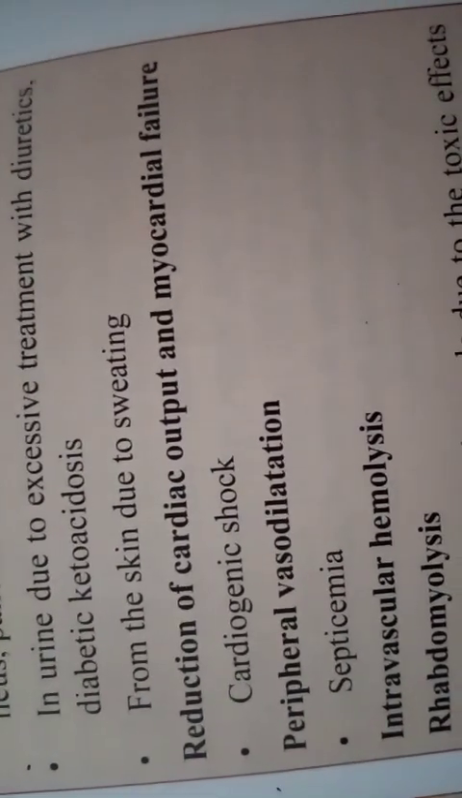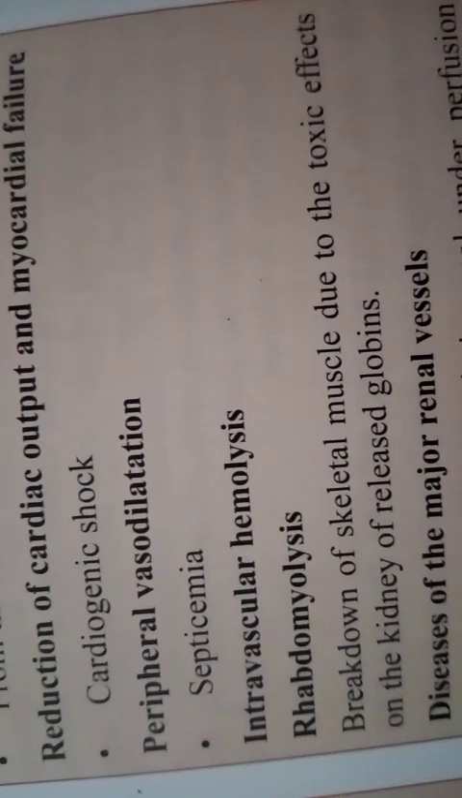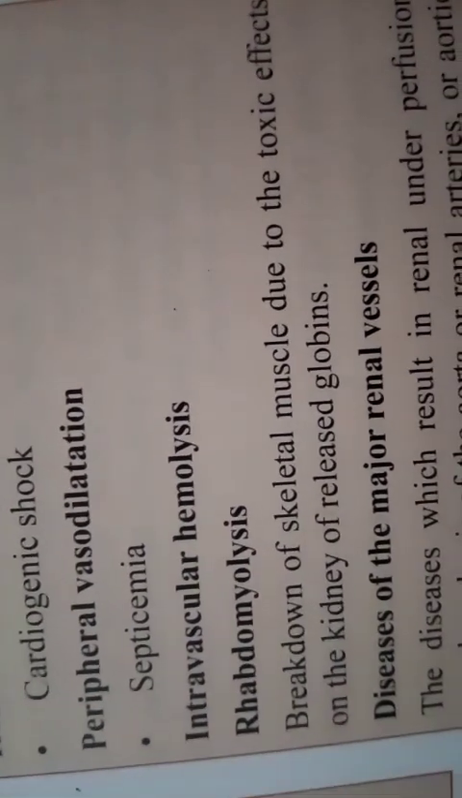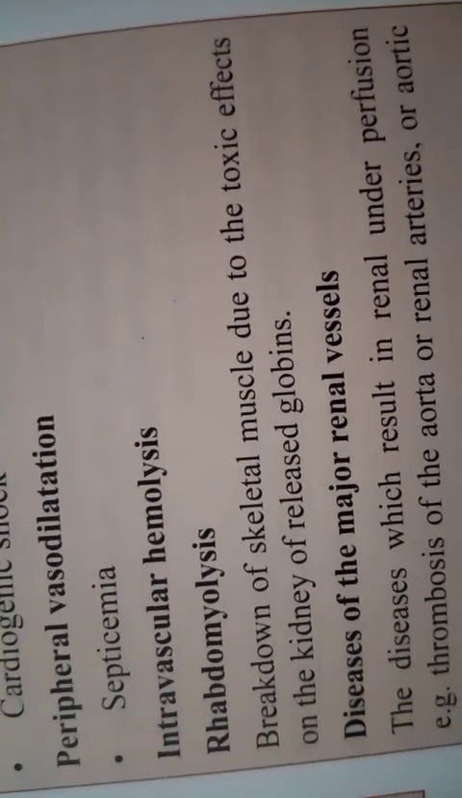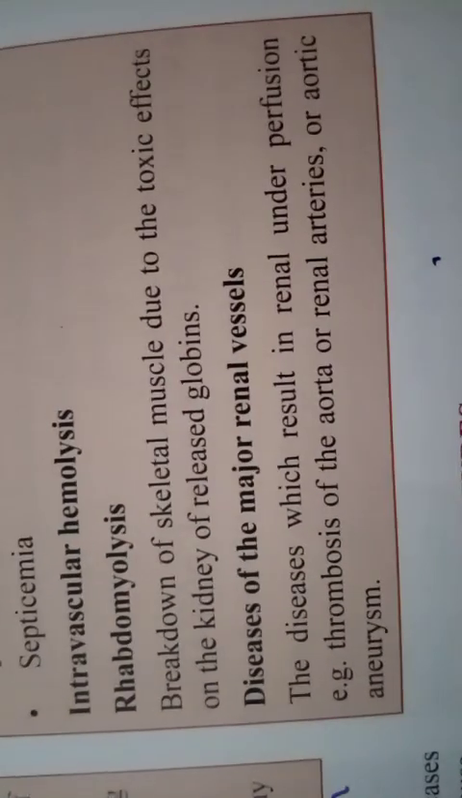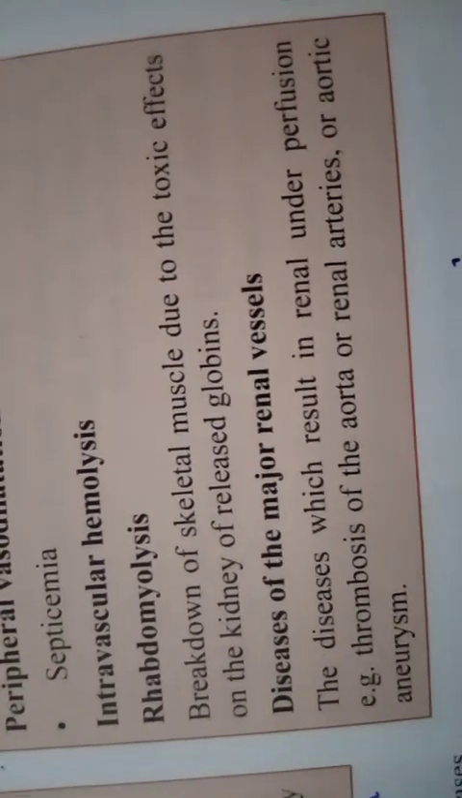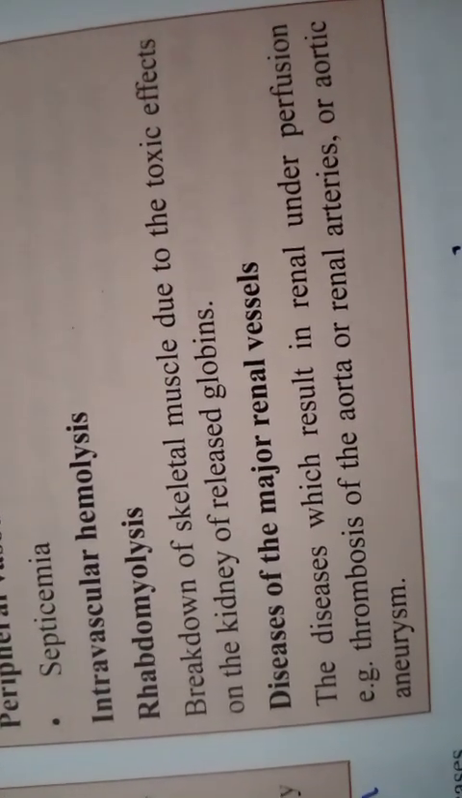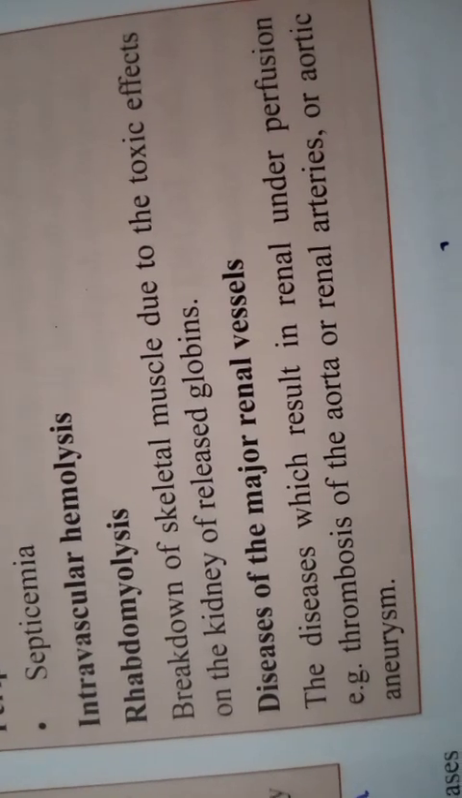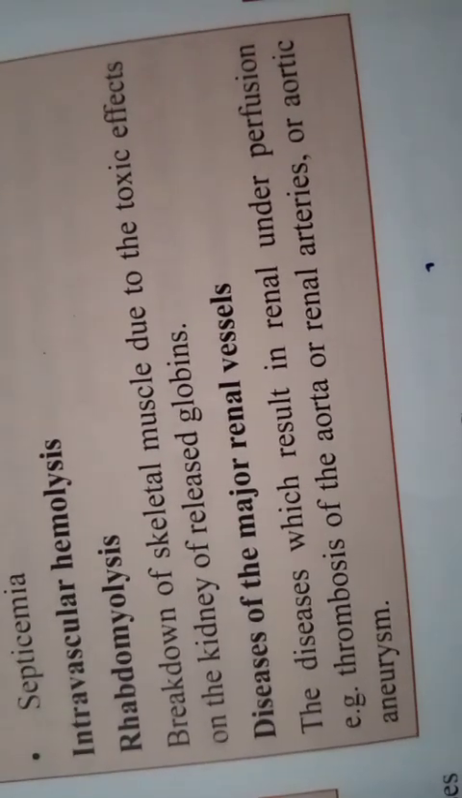Reduction of cardiac output in MI and cardiac failure, cardiogenic shock, peripheral vasodilation, septicemia, intravascular hemolysis, rhabdomyolysis, which is breakdown of skeletal muscle due to the toxic effect on the kidney of released myoglobin. Disease of major renal vessels which results in renal underperfusion: thrombosis of the aorta or renal arteries, or aortic aneurysm.